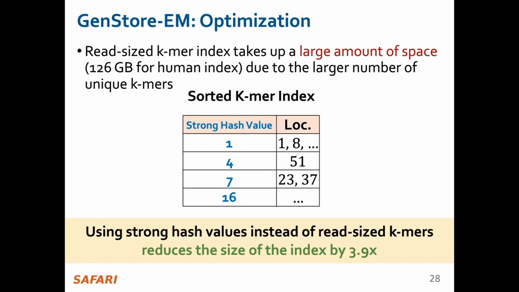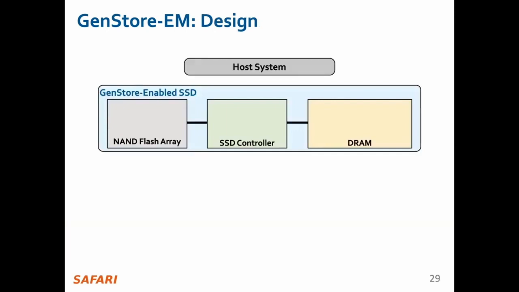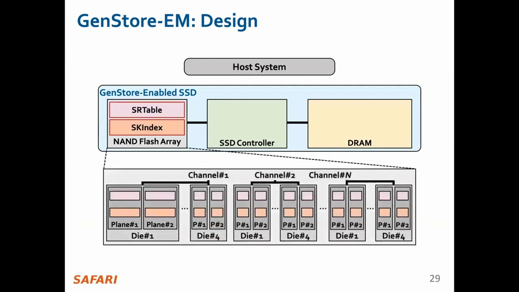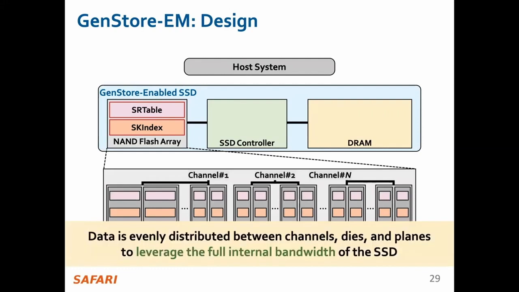So therefore, we trade off to increase the size of the data structure based on these constraints. Now I show the overall operation flow of GenStore-EM with the SR table and SK index in the NAND flash memory, which are distributed across different channels, dies, and planes inside the SSD, so that since this data is evenly distributed, we can leverage the full internal bandwidth of the SSD, which is usually much higher than the external bandwidth of the SSD.